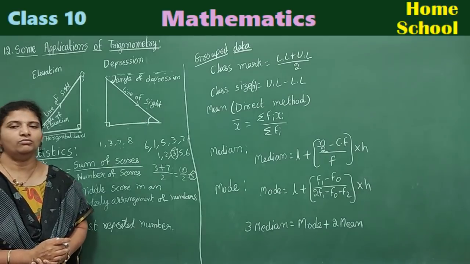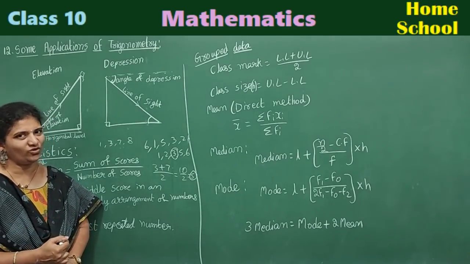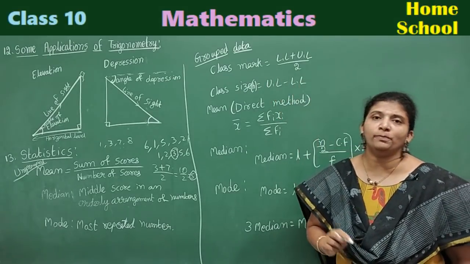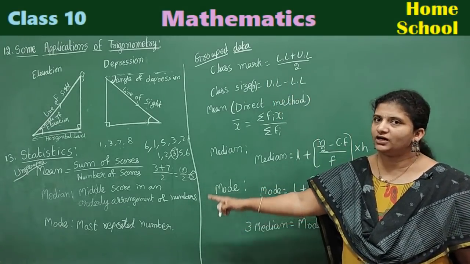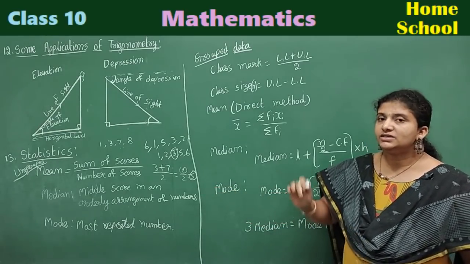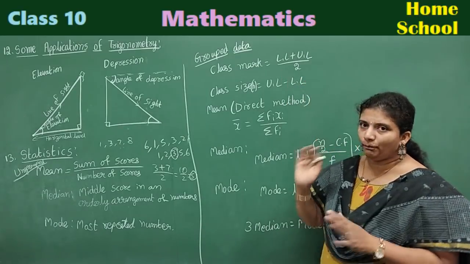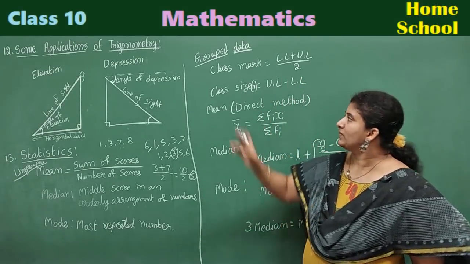Coming to mode. Mode is the most repeated number in the given set of scores. Next, coming to grouped data. These are all ungrouped data. If your data is ungrouped, you can find mean, median and mode in that manner. Suppose your data is grouped data. For grouped data, we are going to see the formulae.